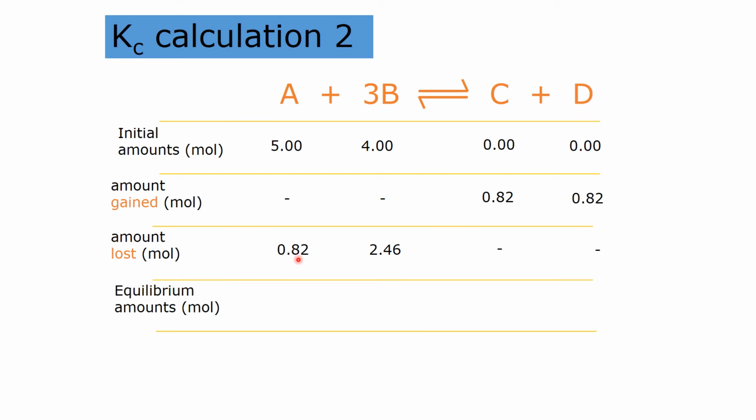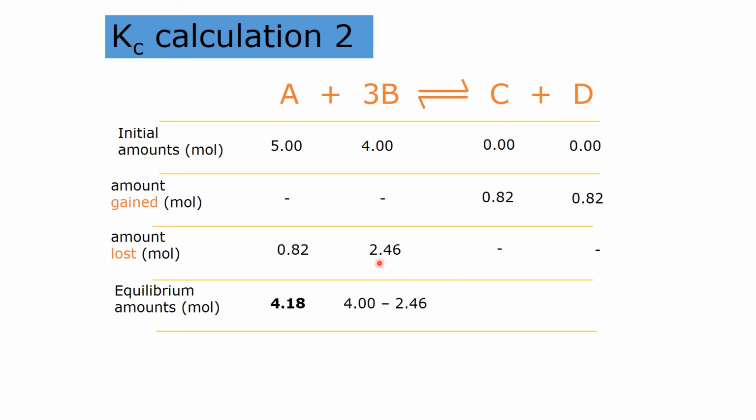So we've now got the amount that's lost of each of A and B, and we've also got the amount gained of C and of D. So to work out the equilibrium amounts, we need to take the amount lost away from the original. So that's going to be 5.00 take away 0.82, because 0.82 moles of A has been lost to convert to C and D. So that works out at 4.18.